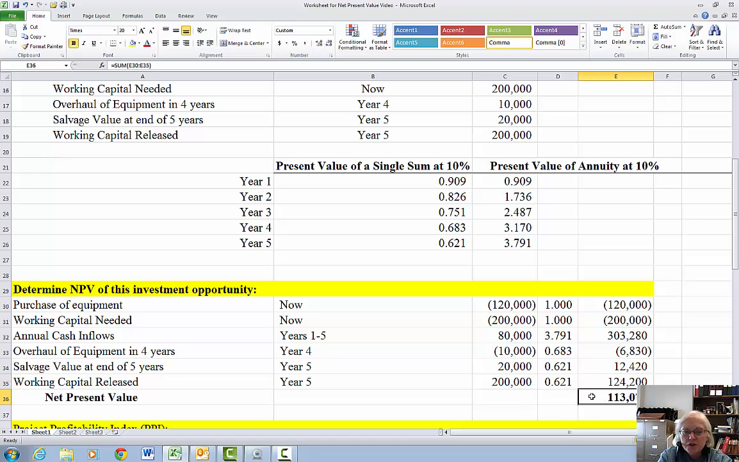So the way you interpret net present value is if it is 0, you have earned exactly, in this case, 10% because we're using a 10% rate. When you have positive net present value, you have earned more than 10%, or whatever the percent is in your problem. If net present value is negative, then you have earned less than 10%.